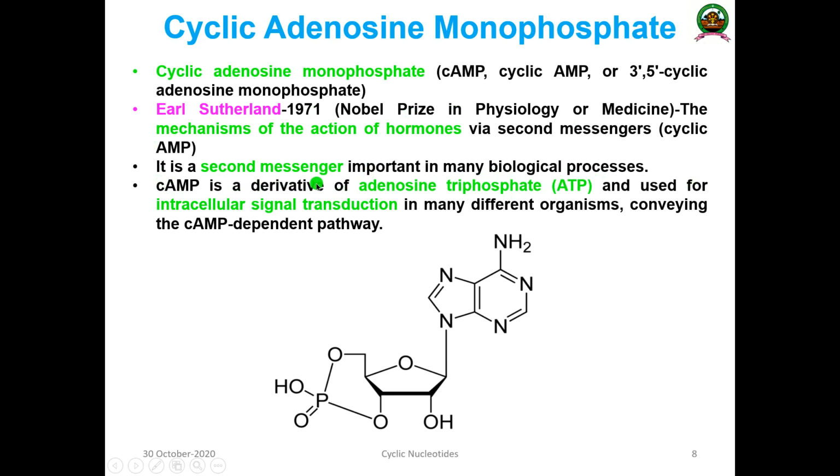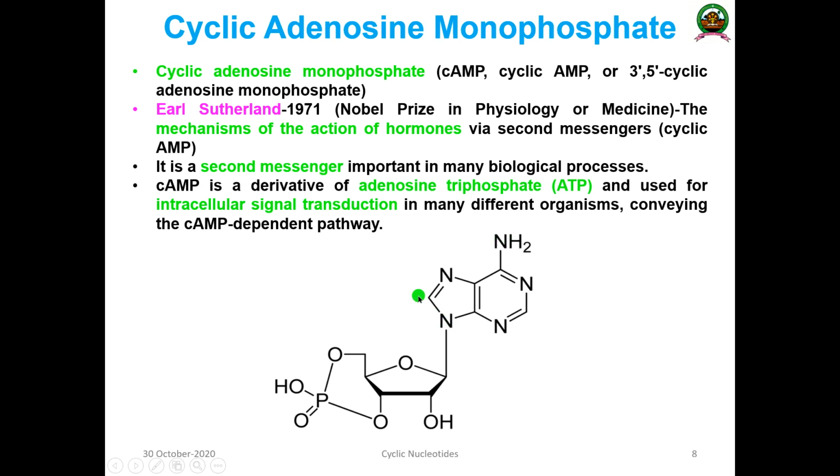And cyclic AMP is a derivative of adenosine triphosphate, that is ATP, the primary energy source. You know that actually. It is used for intracellular signal transduction in many different organisms, conveying the cyclic AMP dependent pathway.